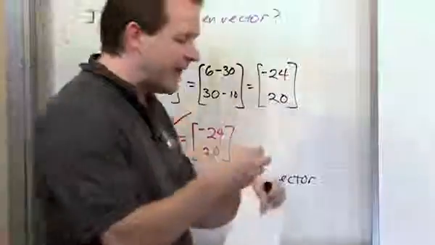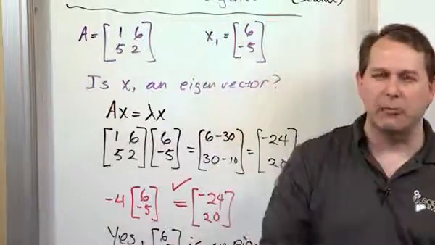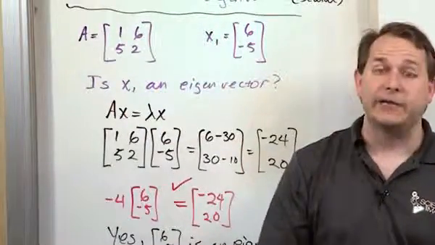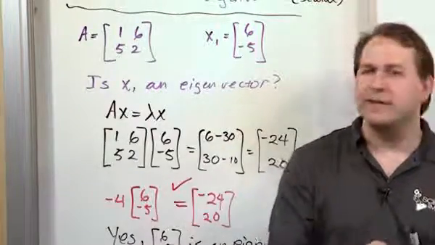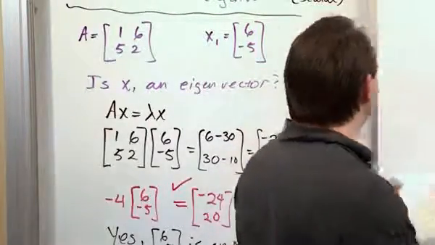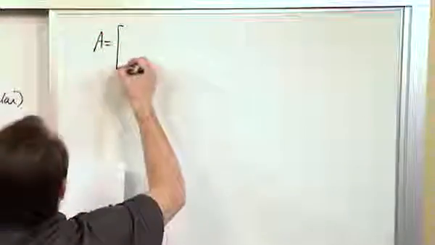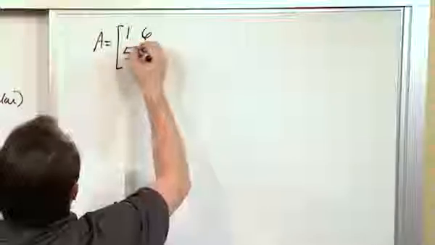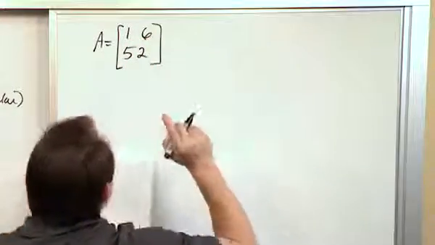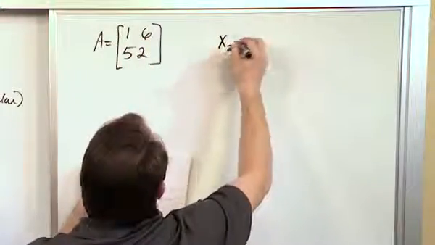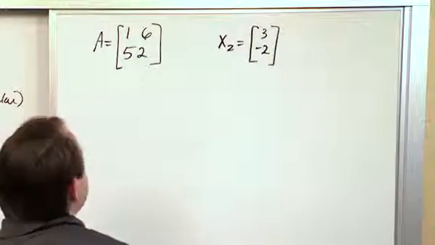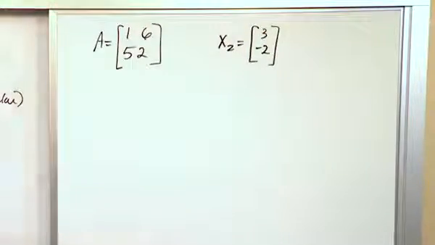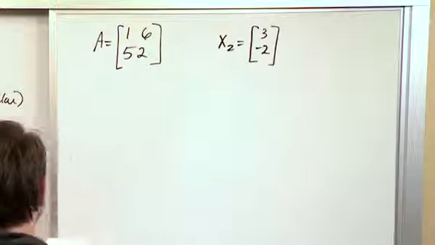All right, so again, we haven't gotten to the full glory of the problem. We haven't calculated the eigenvectors or the eigenvalues from scratch. But still, these kinds of problems are really useful because they teach you the basic ideas of what an eigenvalue is. So let's say we had the matrix 1, 6, 5, 2. And we have a potential eigenvector, x2, which is 3, negative 2. And I want to know, is this an eigenvector of this matrix? So we check it out.